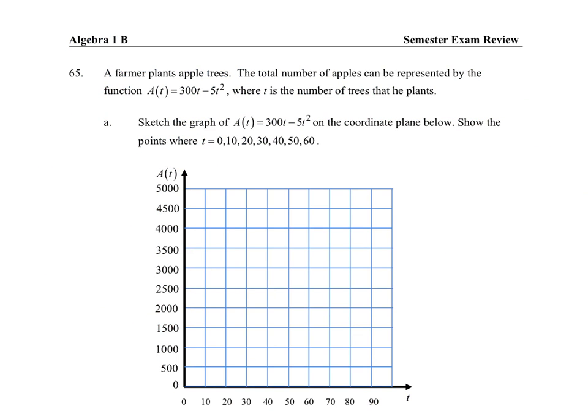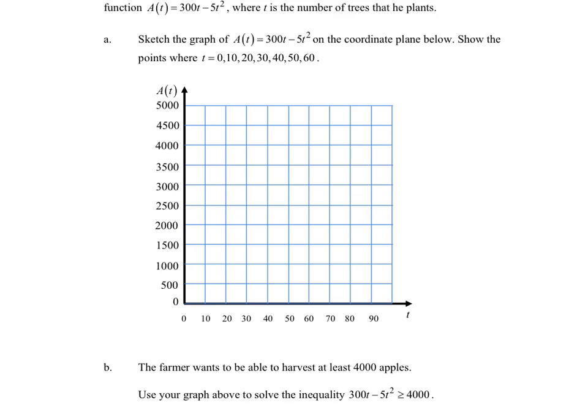Question 65. A farmer plants apple trees. The total number of apples can be represented by the function a of t equals 300t minus 5t squared, where t is the number of trees that he plants. Sketch the graph of a of t equals 300t minus 5t squared on the coordinate plane below. Show the points where t equals 0, 10, 20, 30, 40, 50, and 60.